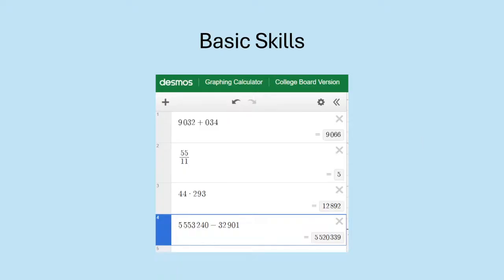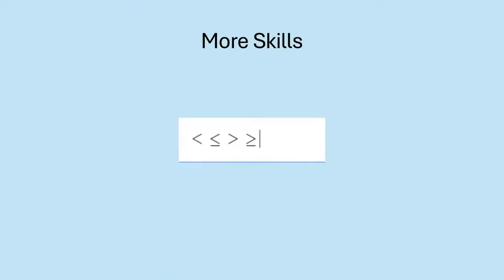Now, that's just basic operation, so there's more to it. Since it's a graphing calculator, it can actually graph functions. These are inequalities: this is less than, this is less than or equal to, greater than, and greater than or equal to. With less than, whatever's on the left side will be anything that's below the function on the right.